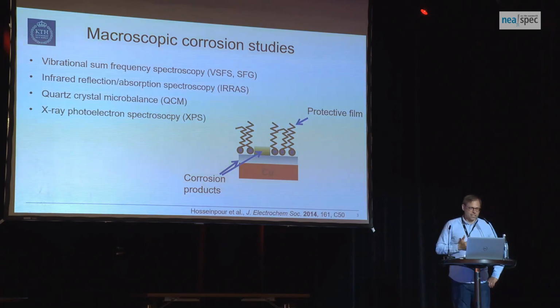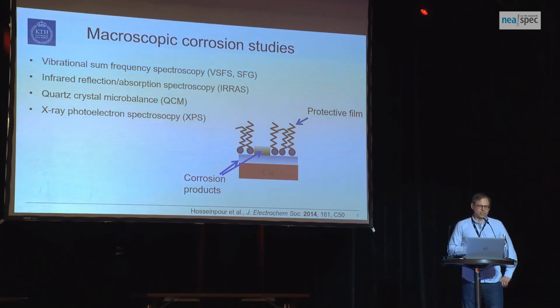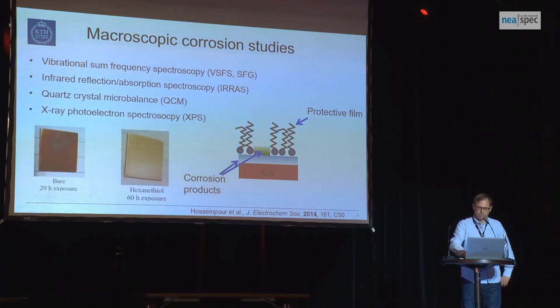The thing is that all these techniques give macroscopic information. So IRAS probes like 1 or 2 centimeters. In sum frequency spectroscopy, the laser beam is like 500 micrometers. So we were always wanting to also probe something on the nanoscale, because corrosion commonly doesn't occur homogeneously over the surface, but it occurs at certain spots. So why does it start at a certain position, for example? Why does a protective film break down at a certain position? So that's why we wanted to do nanoscale spectroscopy as well.